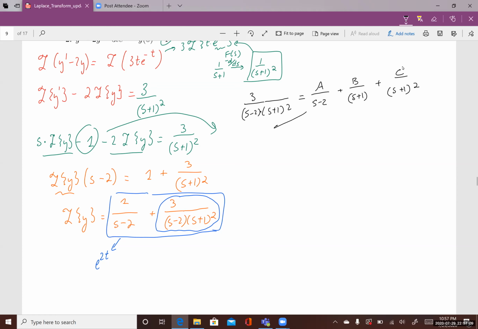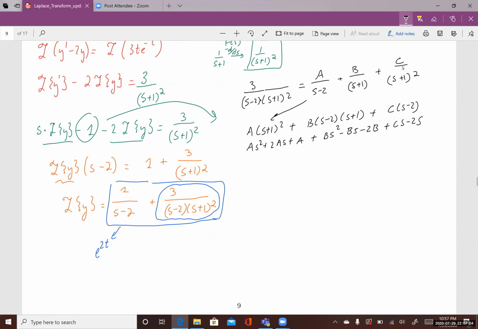A times (S plus 1) squared, which is a term that I'm missing, plus B times (S minus 2) and (S plus 1), plus C times (S minus 2), right? You just multiply all the missing terms to each of these fractions, so then it will have the same denominator. And then I just distribute them all out. Plus 2AS plus A plus B S squared minus BS and minus 2B plus CS minus 2C.